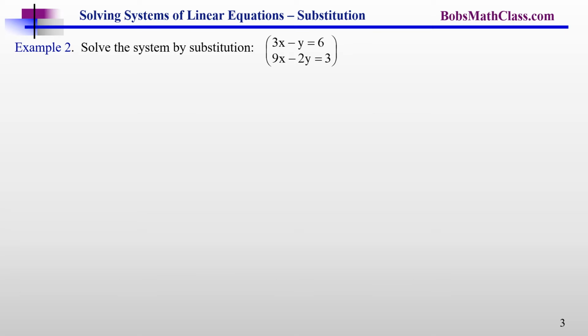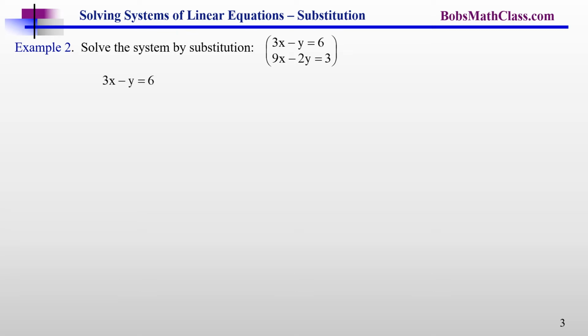Okay, here's another one very similar to the last problem. You might want to pause the video and work it out on your own. All right, so we got to get a variable by itself. Probably our best choice is the y in the top row because it doesn't have a number in front of it. It's a 1. It is a negative 1, but it's better than another number.